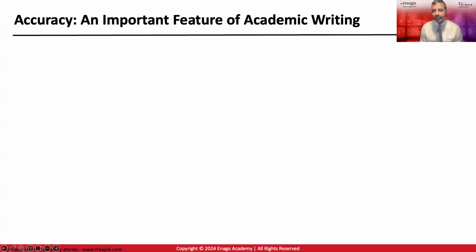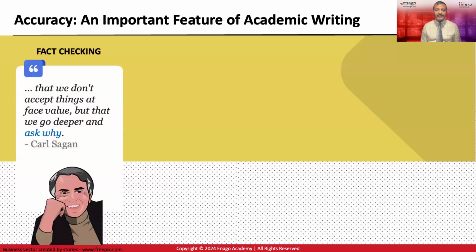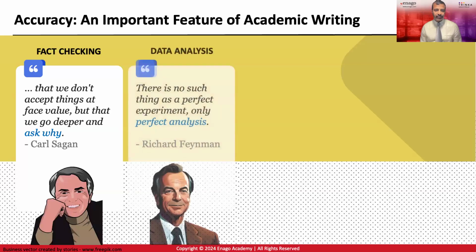And, preparing for this webinar, I was searching for some quotes that I can sort of equate to the accuracy aspect of academic writing. And so here I have chosen 4. I'll start with a quote from Carl Sagan, somebody who has inspired me, both in terms of science and science fiction. So the Carl Sagan's quote goes this way: that we do not accept things at face value, but that we go deeper and ask why. So I thought that you can equate that to accuracy in terms of fact checking while you're doing your research and pre-research related activities.